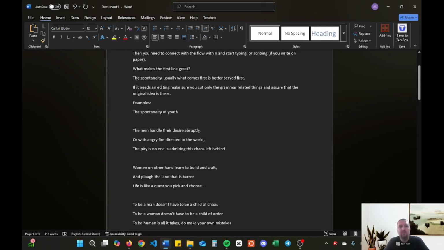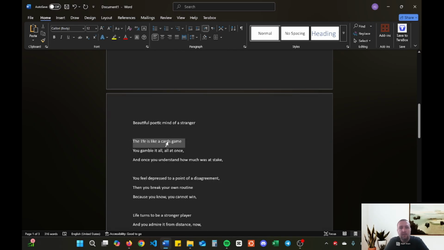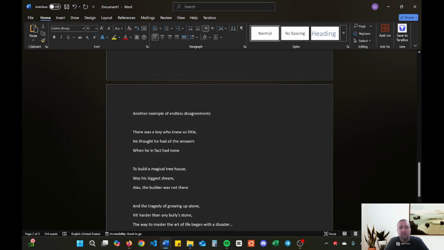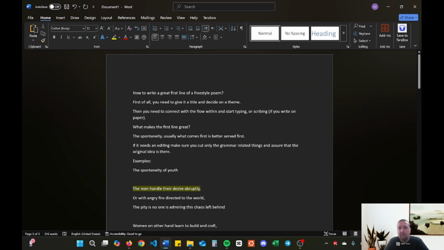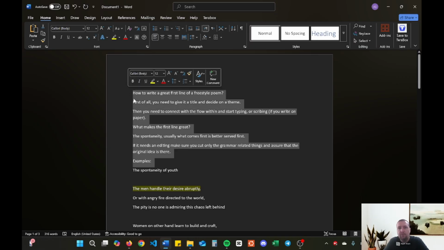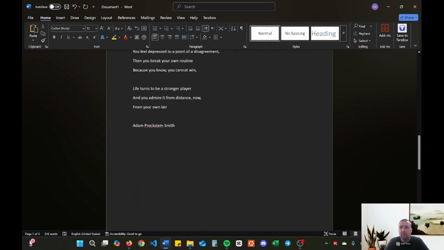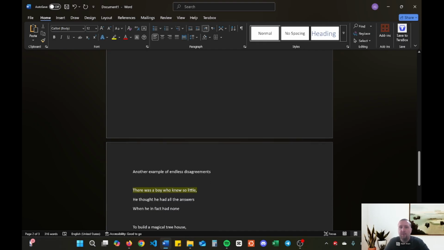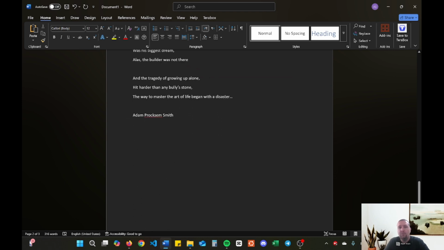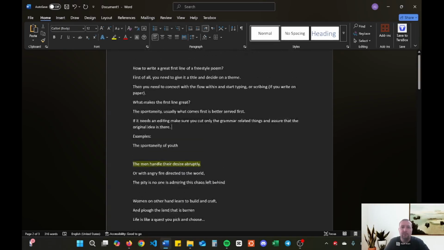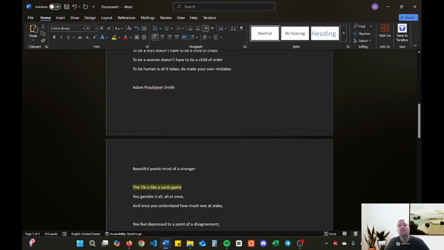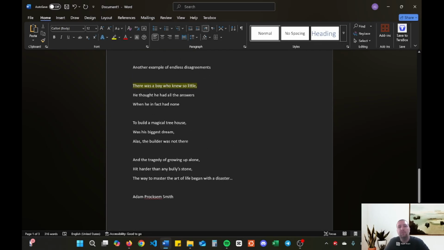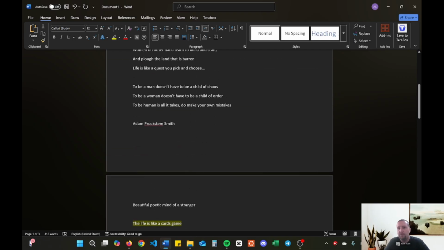Okay, we have 3 poems and we have pretty epic lines here. I'll highlight those. The men handle their desire abruptly. Life is like a cards game. The third one, there was a boy who knew so little. Those are the 3 poems. These are the examples of this idea of bringing up the first line. It starts with the first line anyway, because it doesn't matter what you write, poetry, limericks, freestyle poetry, or whatever. It starts with the first line, first word, even first letter. You just have to start. Once you start with the first letter, you get the first word. Once you get the first word, you get the first line. And so on, and eventually you get the first poem, and then the first book, and eventually the first bestseller if you stick to it long enough.